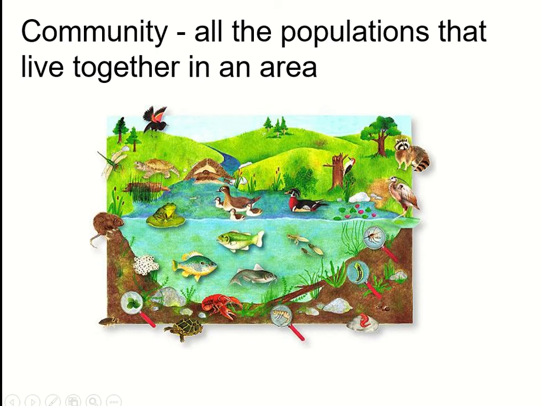The community is all the populations of different species that live together in an area, such as shown in this picture, where you can see a pond environment where you have ducks and fish and crawdads and snapping turtles and dragonflies all living in the same area.